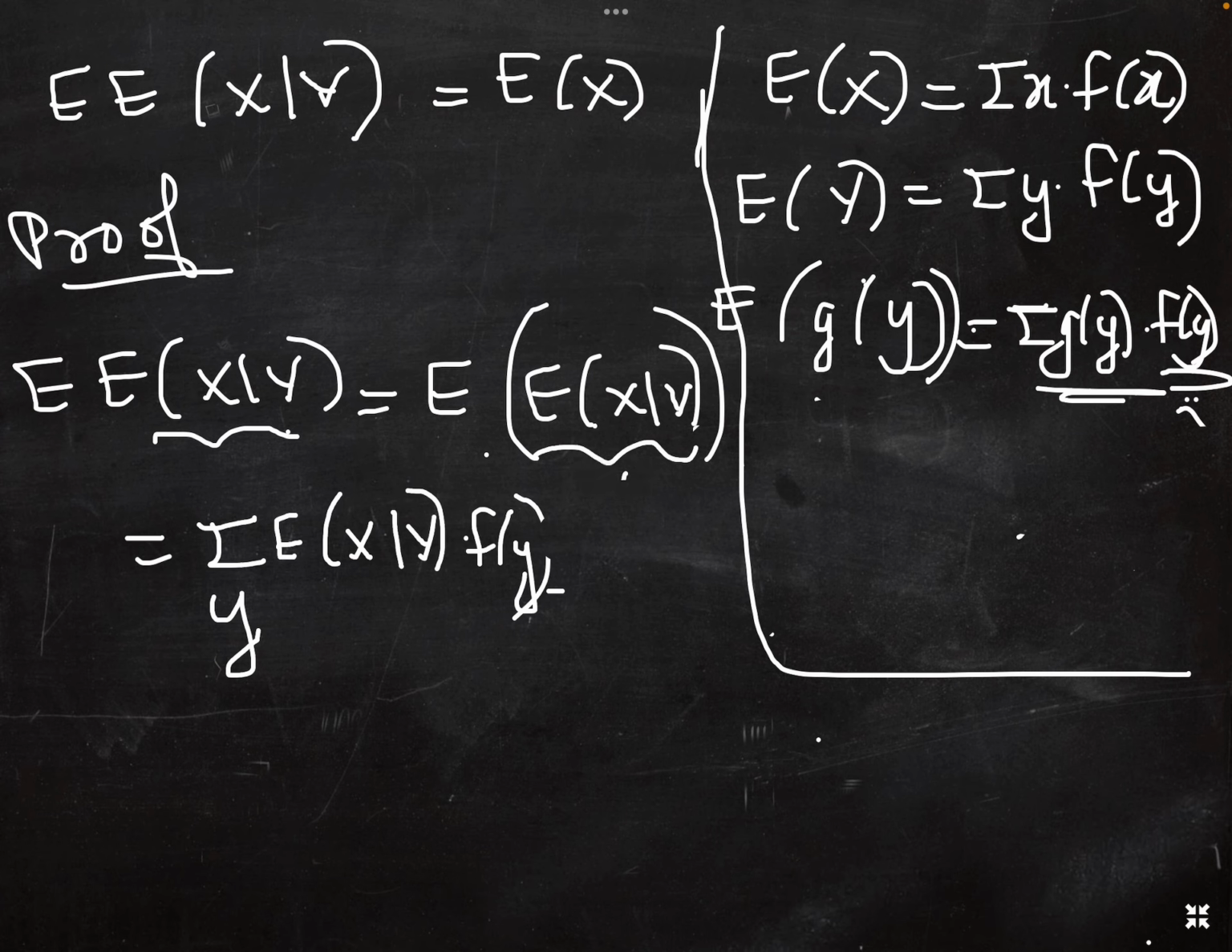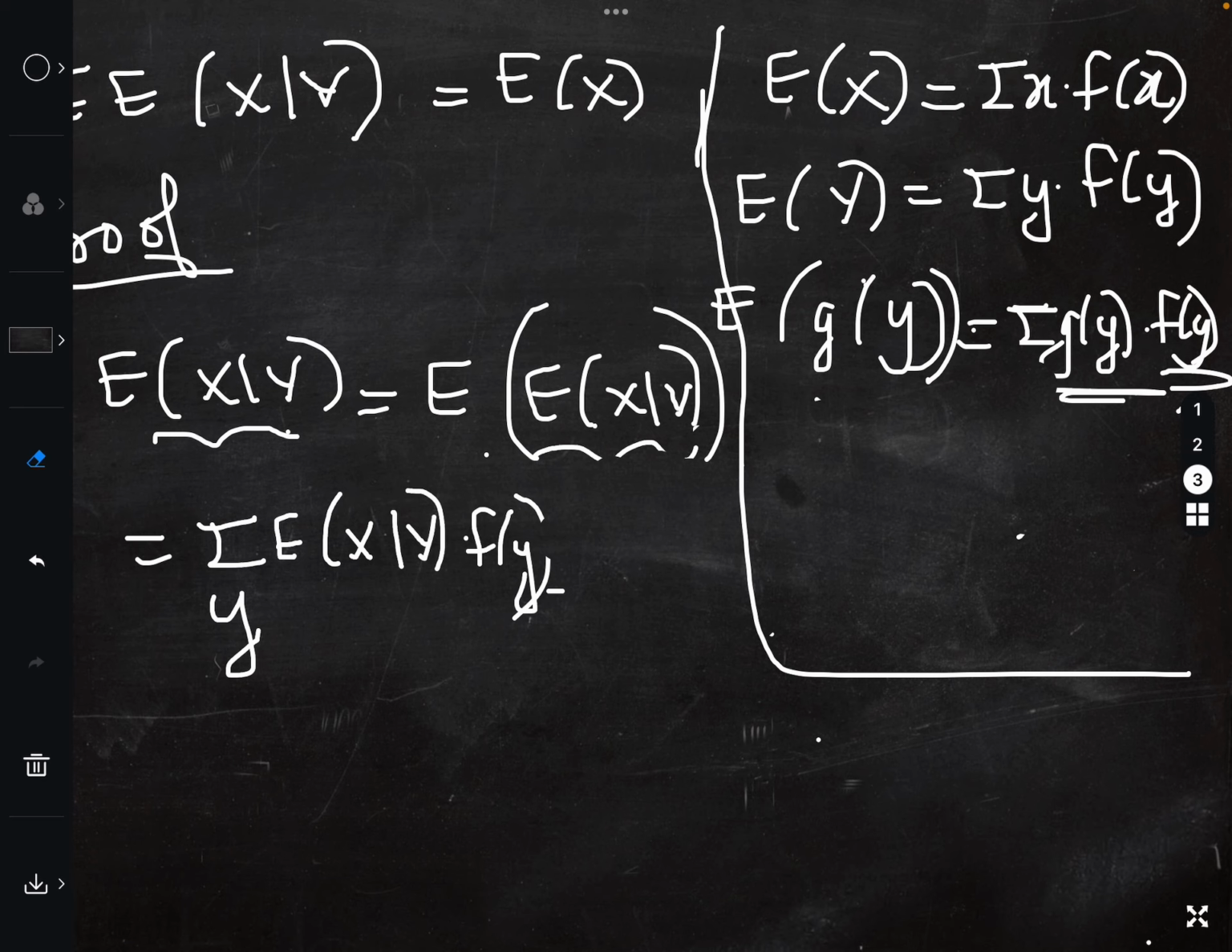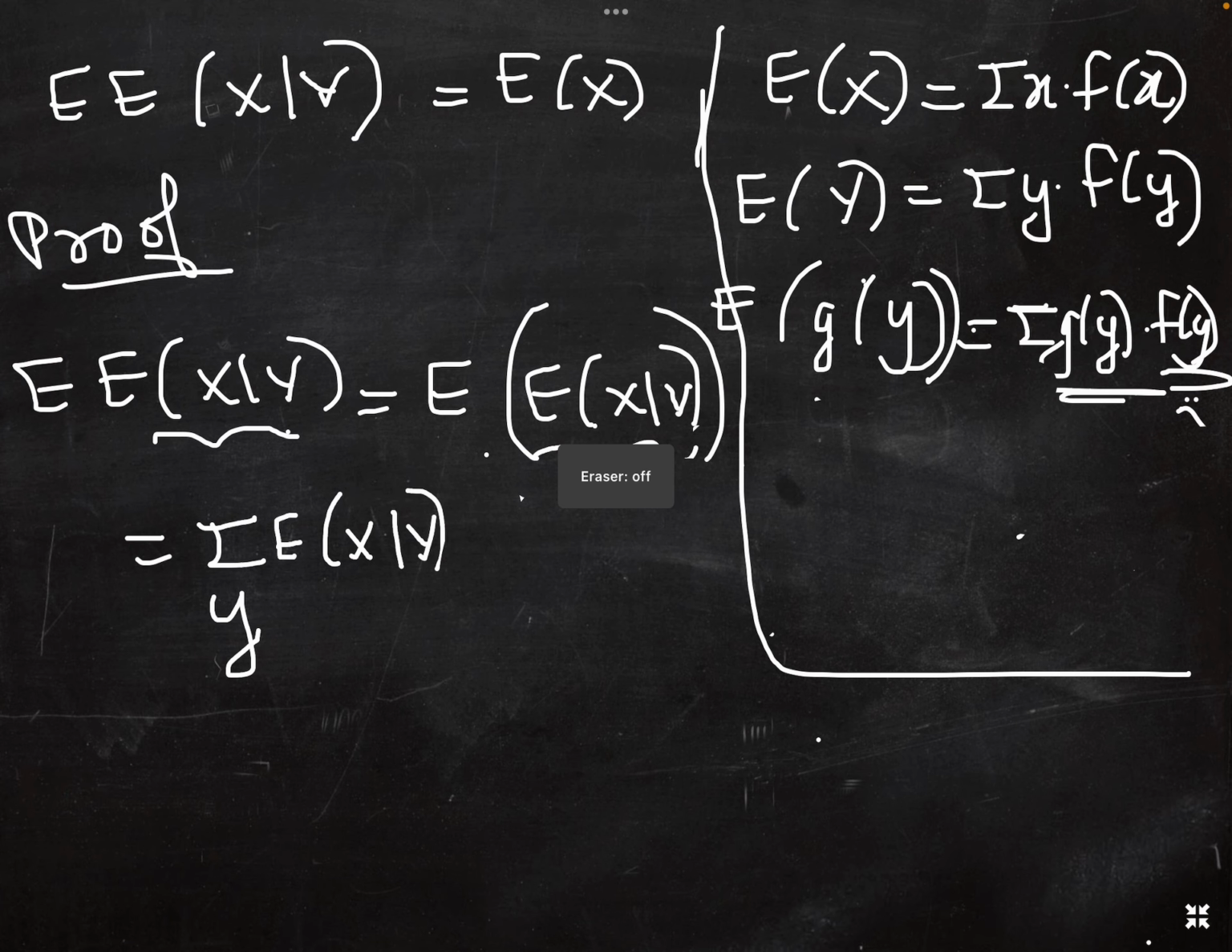That is, the answer of expectation of x given y is in terms of y. So we consider expectation of x given y as g of y. Then summation y into g of y, that is expectation of x given y, into the corresponding probability mass function f of y.